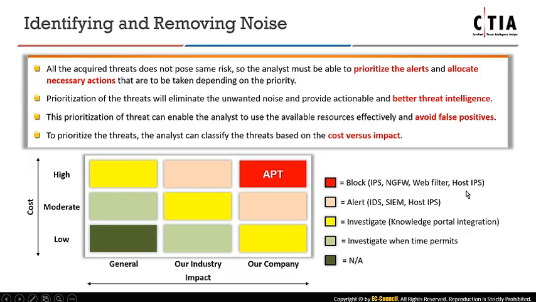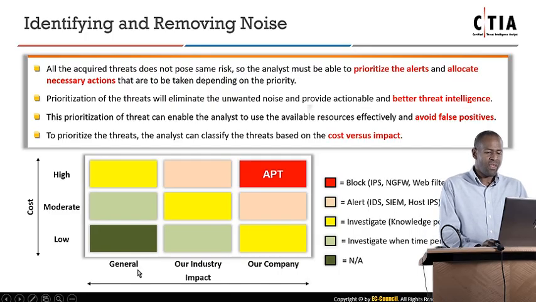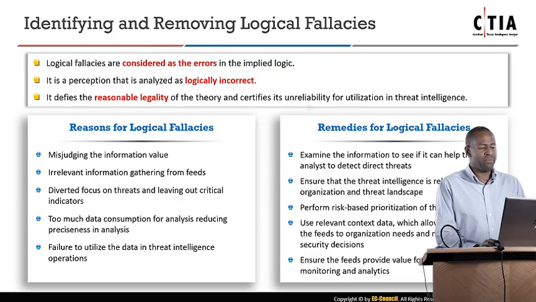And then for things that are only a moderate cost and are industry impacting, not for the company, focusing on the company, I might just work that into my SIEM, IDS, IPS. For the ones that are in the yellow tiles, we're going to investigate them. And for the ones in the light green, we're going to investigate when time permits. And for the low general, we're not going to do anything about it. So that is cost versus impact.